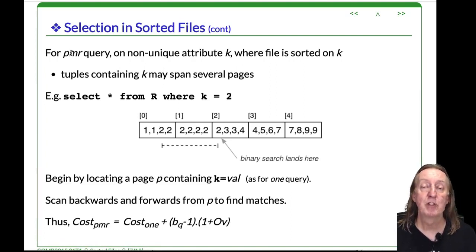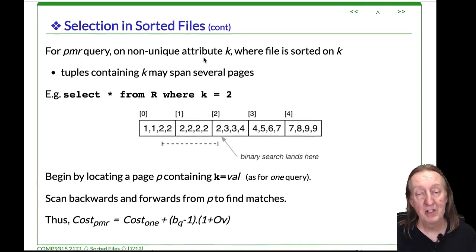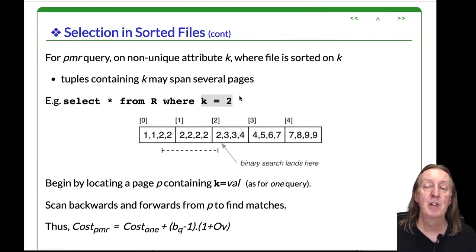For a partial match retrieval query on an attribute that's not unique, we can have a number of tuples with the same k value. So here we're looking for a k value of 2. Our binary search, well, the first data page where we have a match is the mid page. That's the first page that we're going to find when we start doing our binary search. But we're not done, because there may be more tuples that have a value of k equals 2.